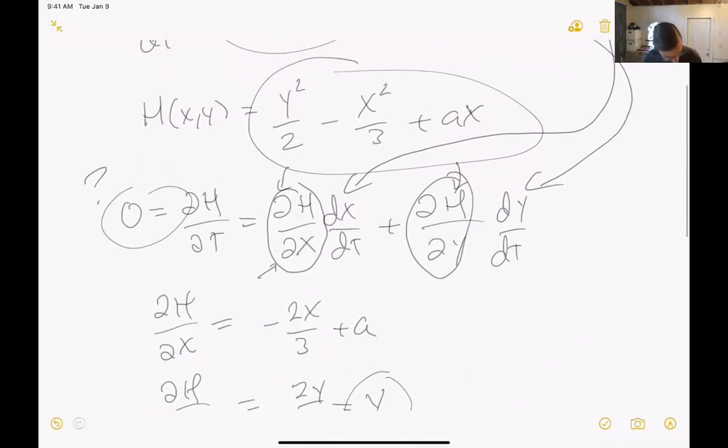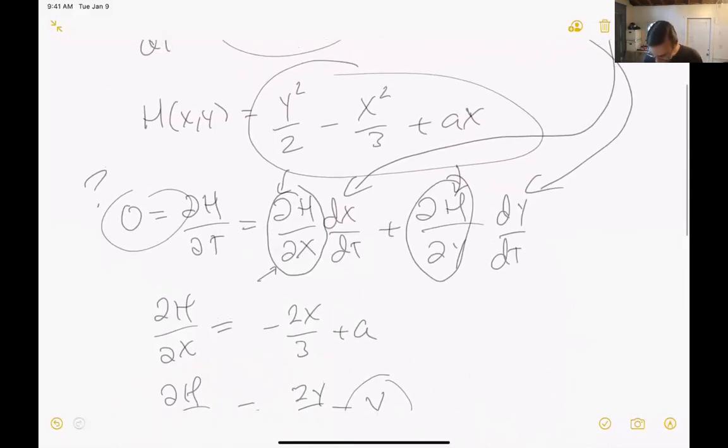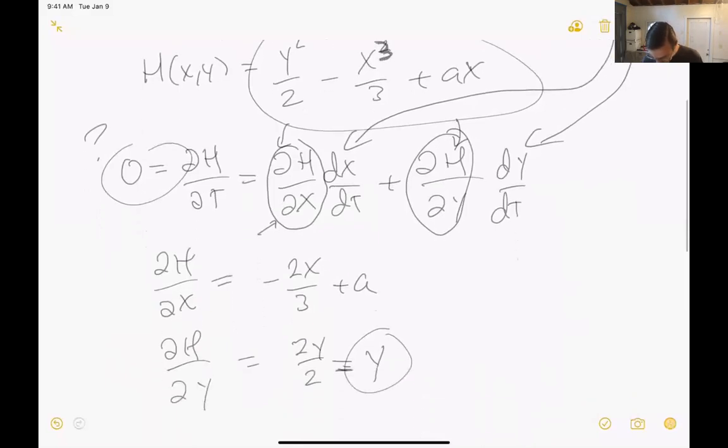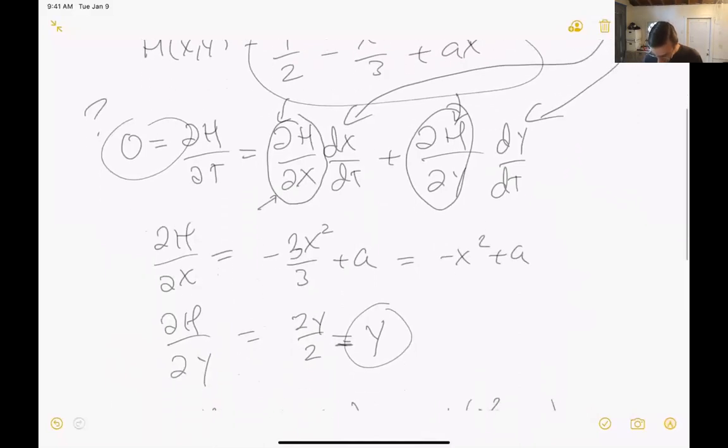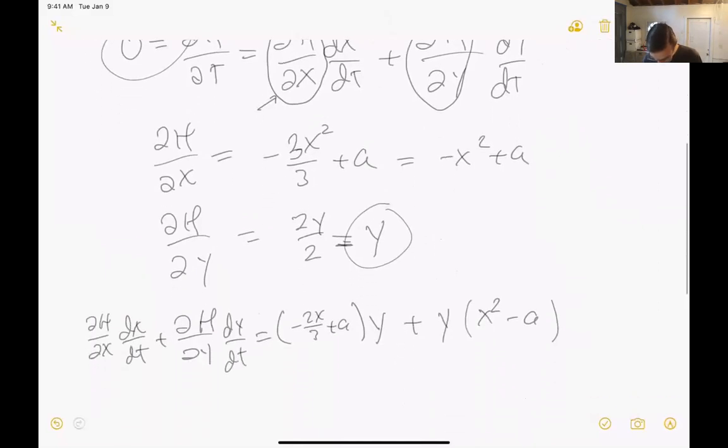Ah, I did do something wrong. The Hamiltonian function from the book, I didn't copy it down right. It's y squared over 2 minus x cubed over 3. So all that changes is down here, the partial with respect to x is 3x squared over 3 plus a, which is just minus x squared plus a, which is down here.